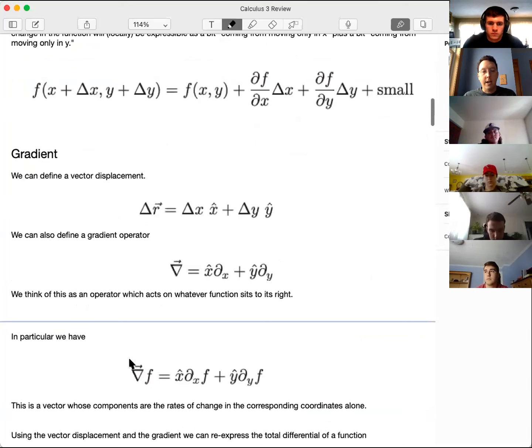So in particular, I can think about this gradient as acting on something, maybe a scalar function. I just write it down, and the way I imagine it is I'm feeding the function to the gradient operator. But really you just distribute and apply the partial derivatives to the function. When applied to a function, it gives me the x unit vector times the partial with respect to x plus the y unit vector times the partial with respect to y.